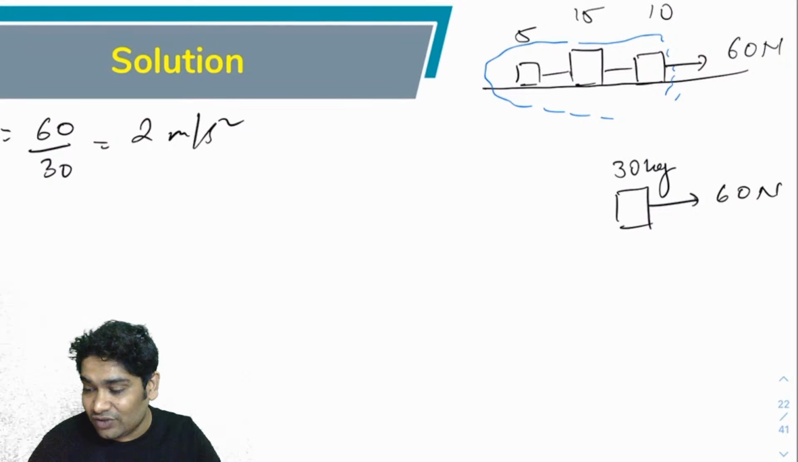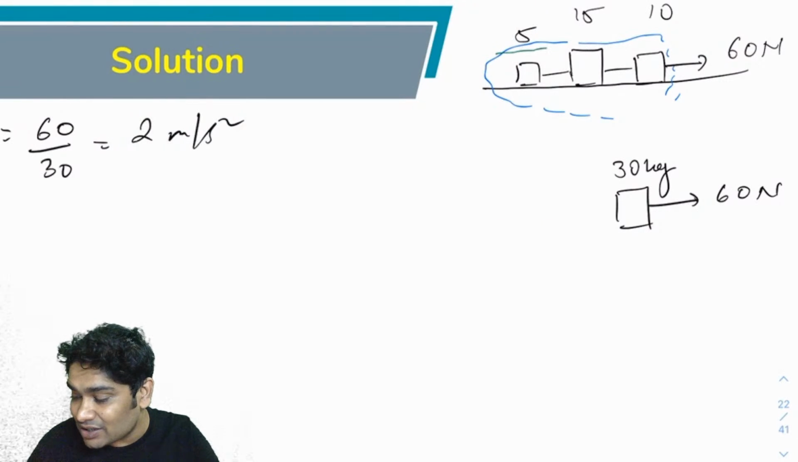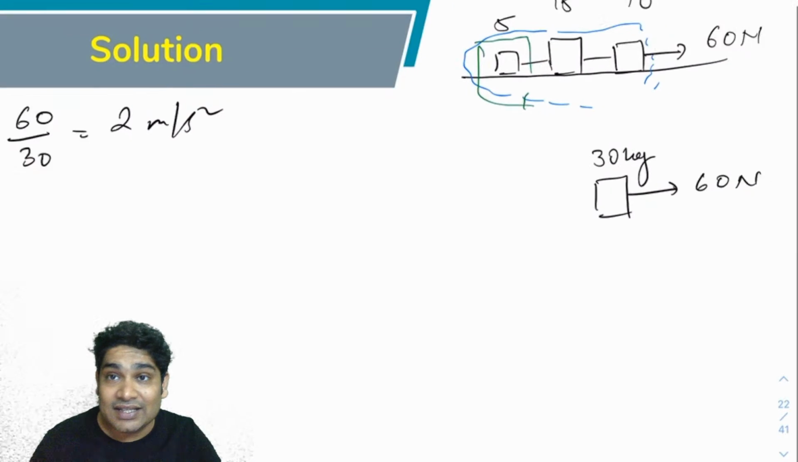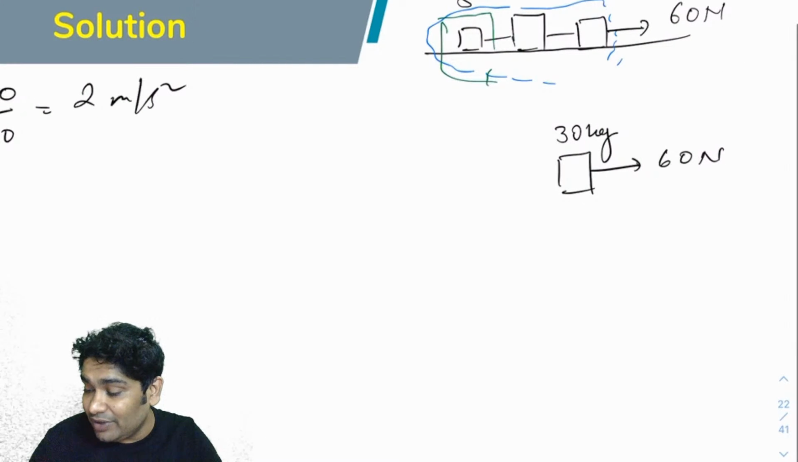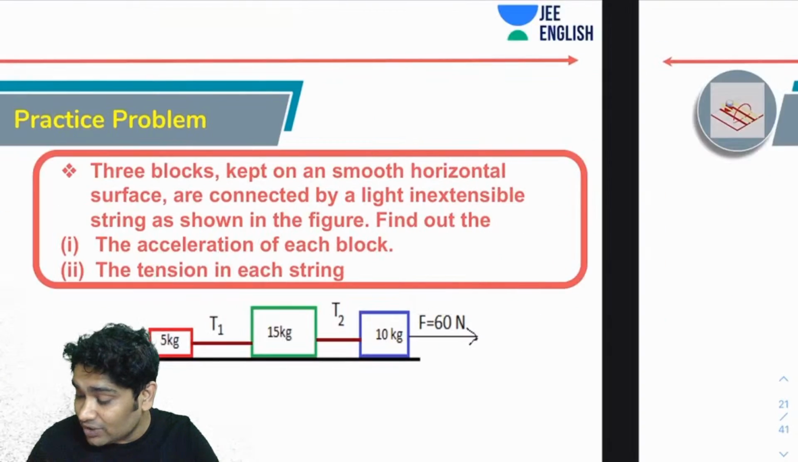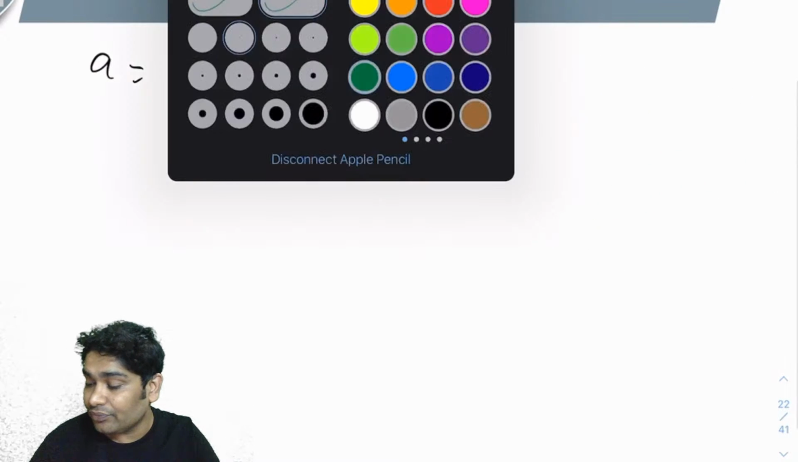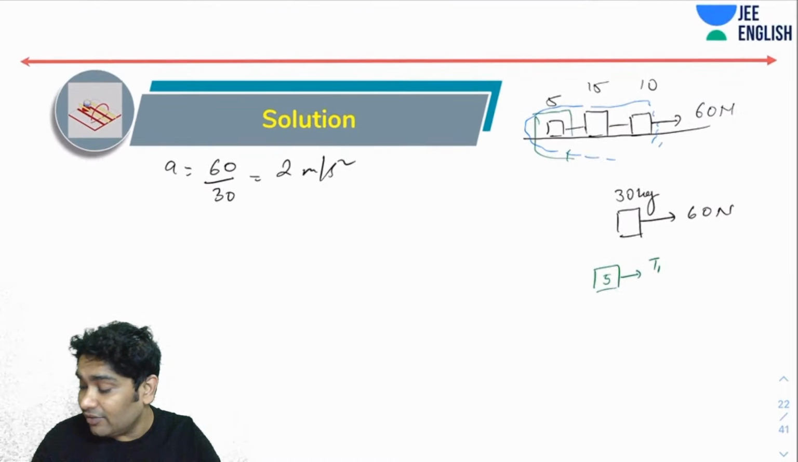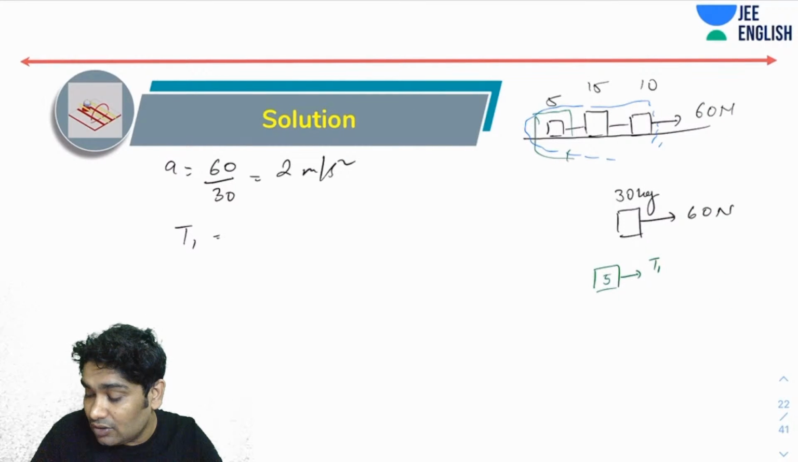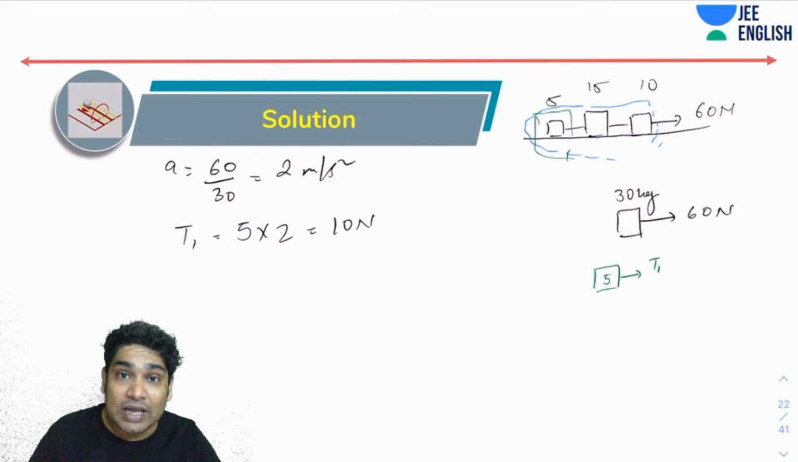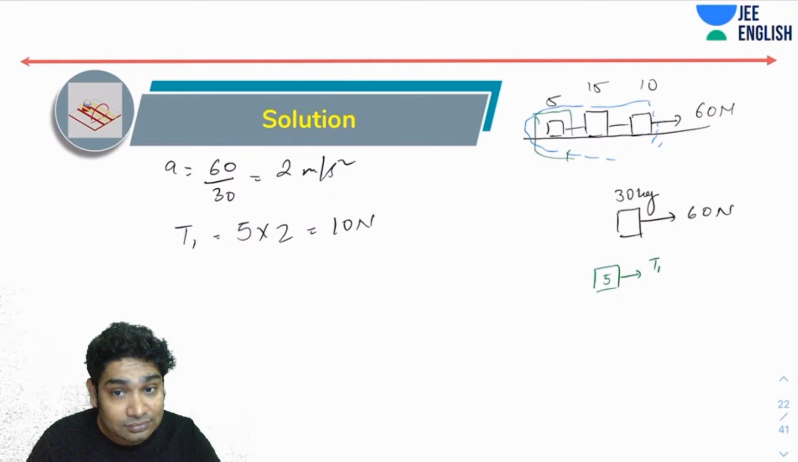Now for the second part, I will consider only this as my system. So if I consider this as my system, how do I make the FBD of this? Now I have a 5 kg block, it is feeling the force of tension only, which is T1. So for this I can say T1 equals 5 into acceleration, which is 2, or 10 Newton. Alright, because I know the acceleration of the 5 kg block. No, the acceleration was 2, Vinay. The acceleration is 2.